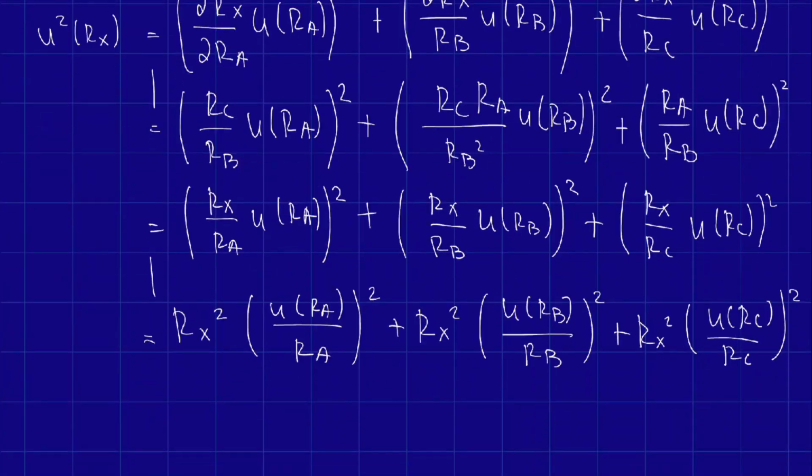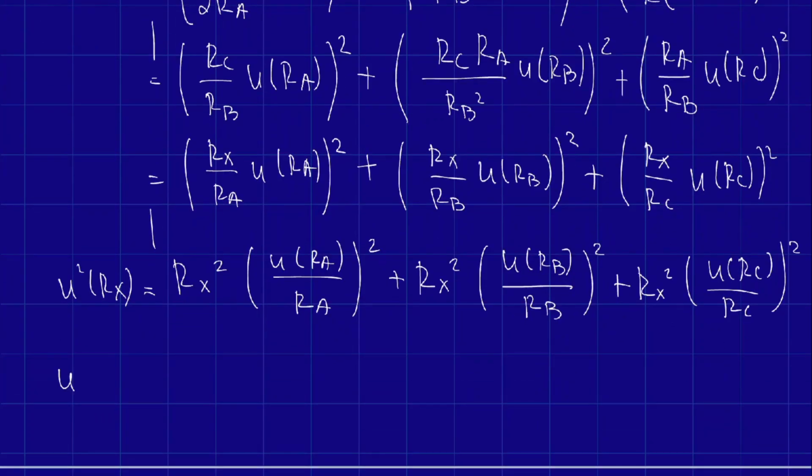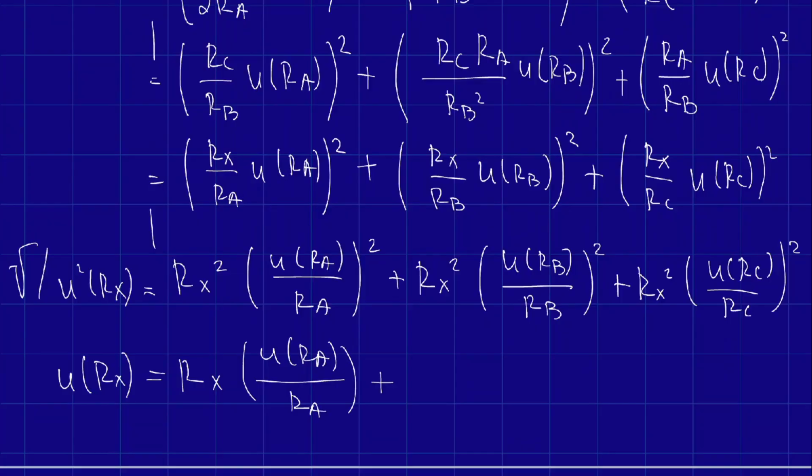So we were calculating all along for U squared Rx, and as you can see now we got a neat formula where we can take the square root of everything, since everything is squared, and if we do the root of everything, we will get U Rx equals to, you just remove the squares everywhere.